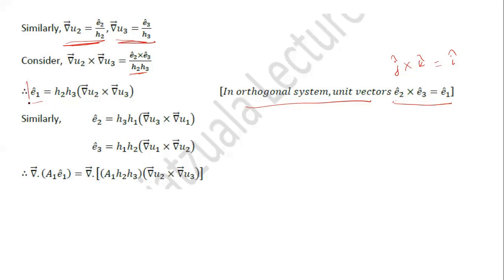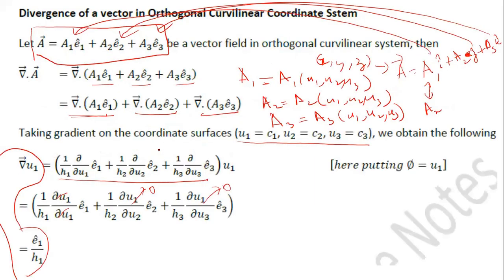Similar to this, you can also obtain e2 by the expression e2 will be h3 h1 grad u3 cross grad u1, and e3 cap will be h1 h2 grad u1 cross grad u2. Okay. Now the first term that we need to deduce is divergence of a1 e1. Then divergence of a2 e2. Similarly, we should determine the third term also.